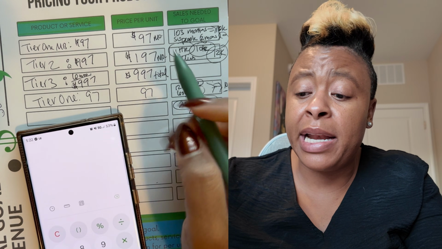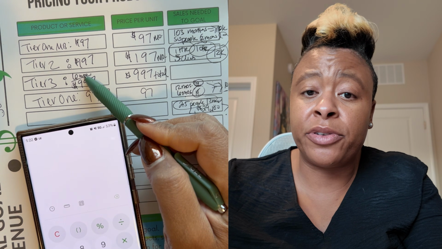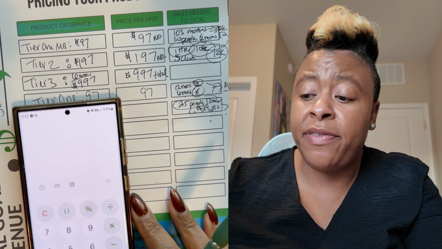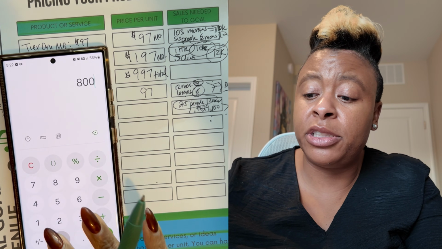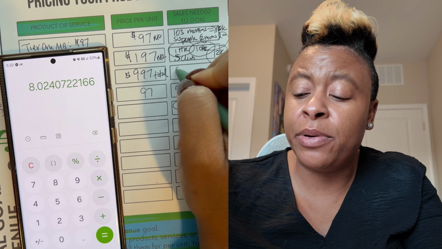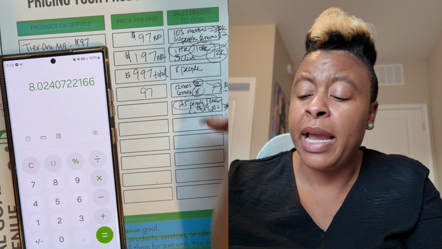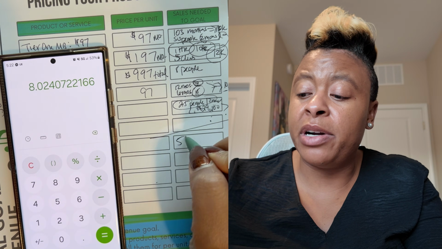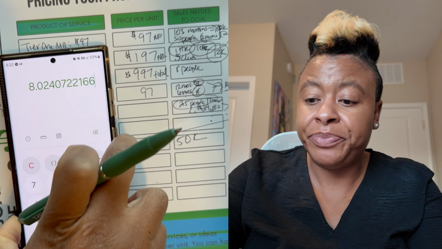So therefore I have $997 for a 6-month program. And so if I need the other $8,000, which is pretty easy, I need 8 people at this service. And then when I add all that together, I'll come up with my $50,000, okay? So let's start this over so it looks a little bit cleaner.